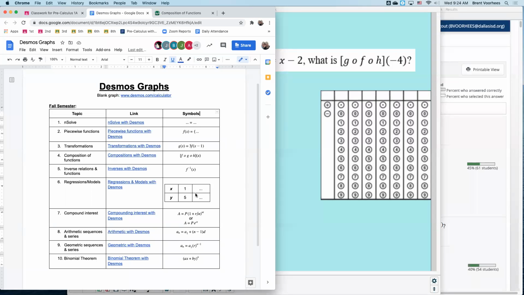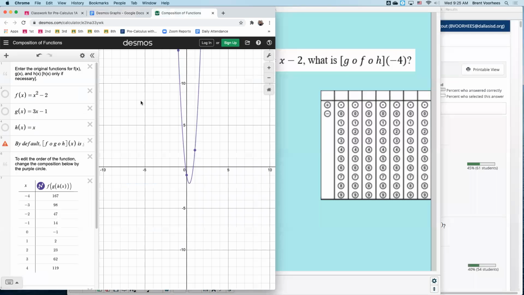Okay, so I'm resuming the video. Hopefully you had time to realize that this symbol matches composition. So you click this link and you're looking at this graph. So here's how we proceed to solve.